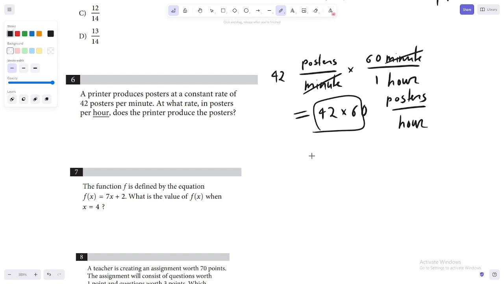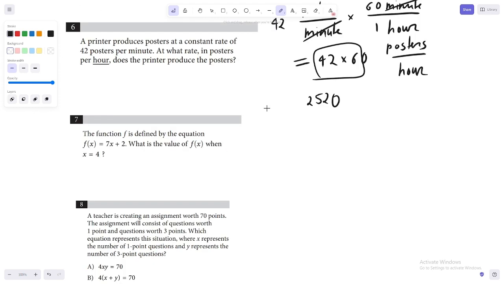Now, if we multiply it, we will get, if my mental math is correct, it has to be 2,520 posters per hour.